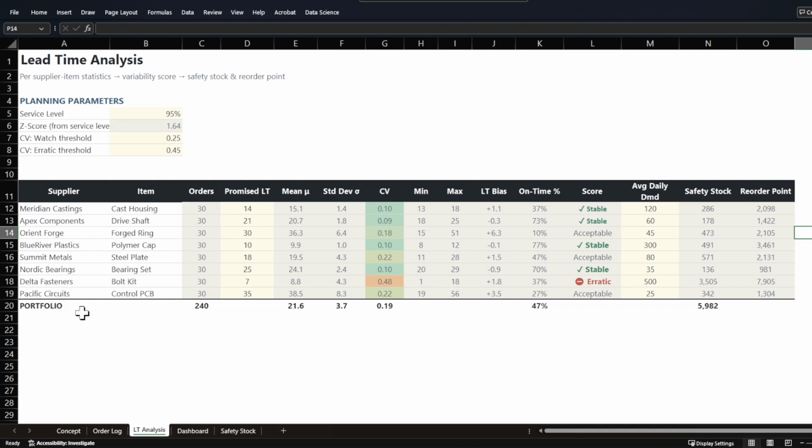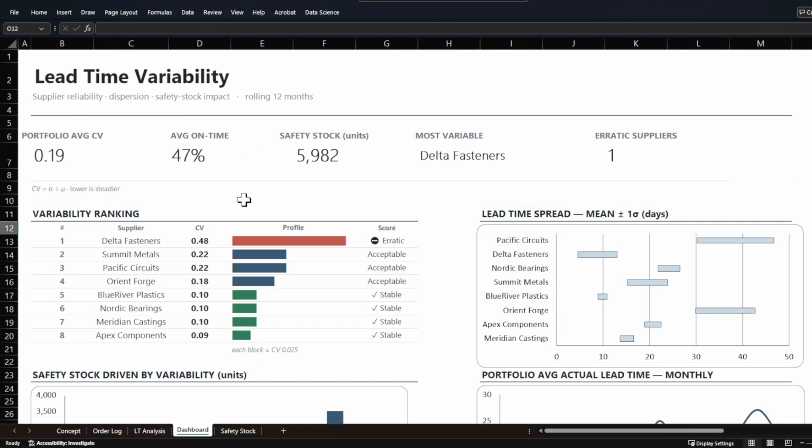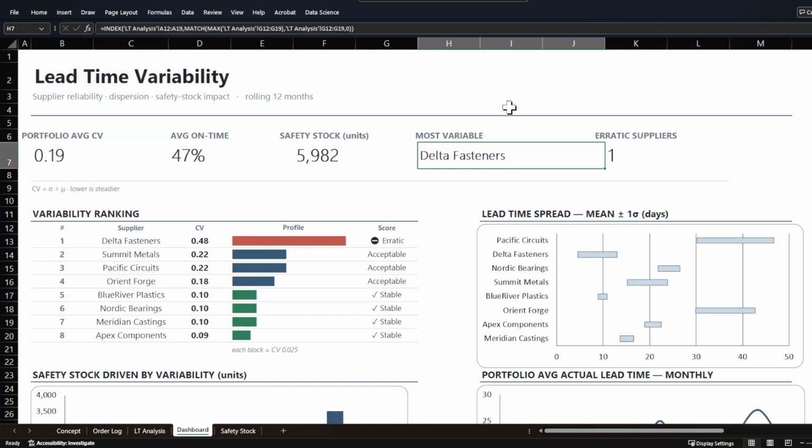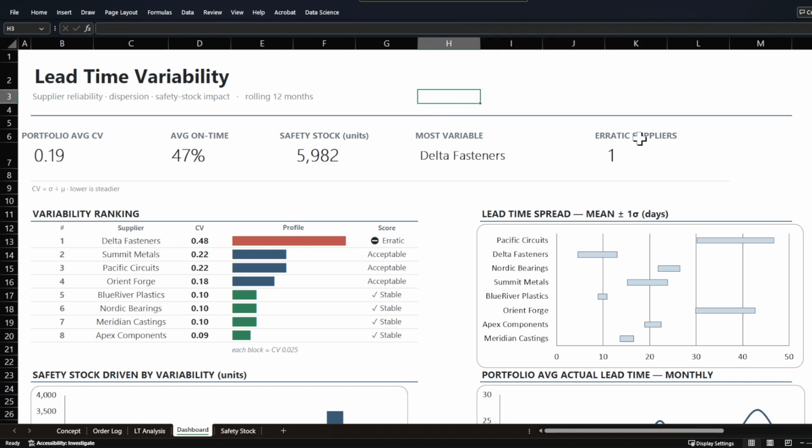So once you have calculated all of these KPIs, you can create a dashboard like this in which you can say that at a portfolio level, your average CV is around 0.19, your average on time is 47%, your total safety stock unit is 5982, which is this one, correct? Now it automatically checks what is the most variable lead time supplier, which is Delta Fastener in this case, and how many erratic suppliers you have right now, which require special attention.